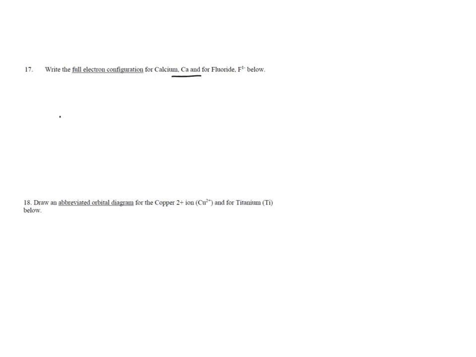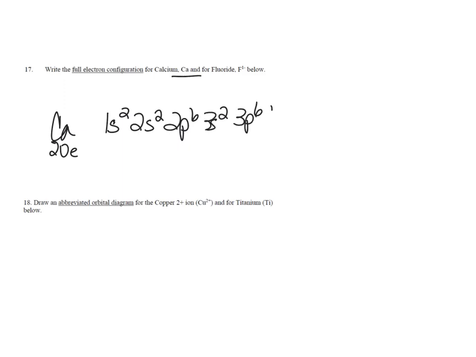So calcium is how many electrons? 20 electrons. And this is ground state, so you just do it, and it's full. So 1s2, 2s2, 2p6, 3s2, 3p6, 4s2. Okay?